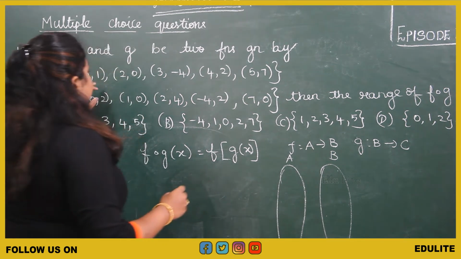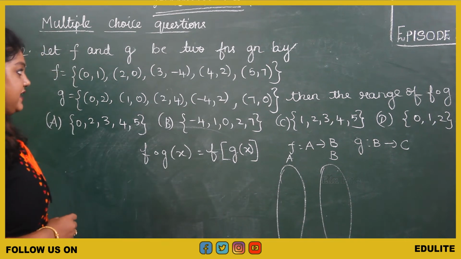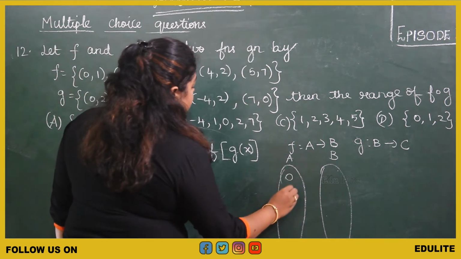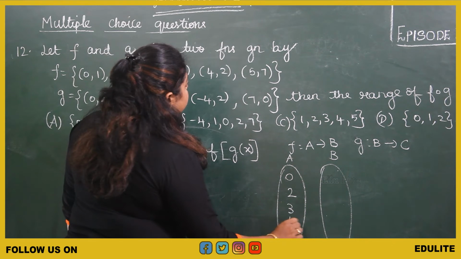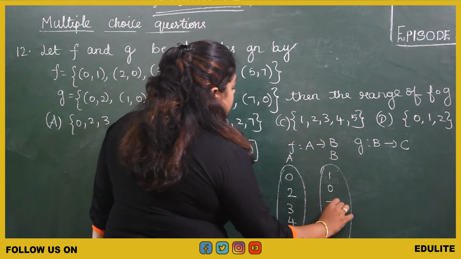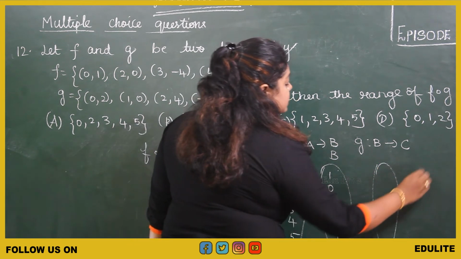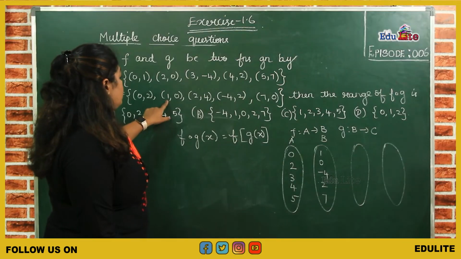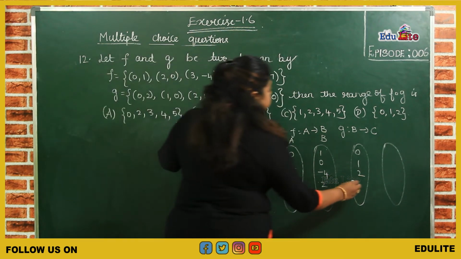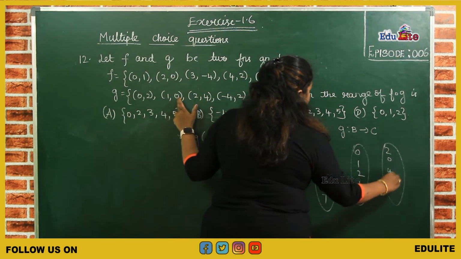A value is all the first elements in a set of ordered pairs, represented as A, and all the second elements are represented as B. So A is 0, 2, 3, 4, 5. The second set is 1, 0, minus 4, 2, 7. Similarly, we will do it for G, B to C: 0, 1, 2, minus 4, 7. Next is 2, 0, 4.